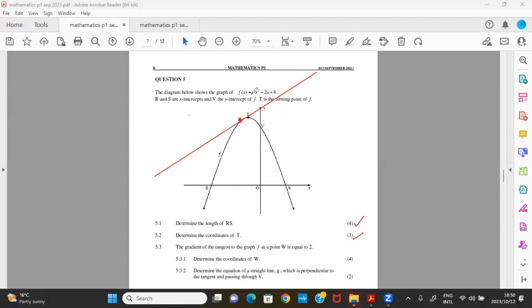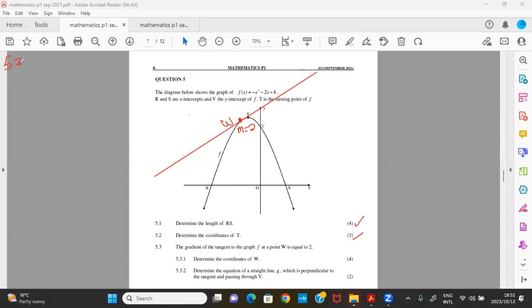But then what is 2? That's my gradient. My gradient at point W is 2. So m is equal to 2, that's my gradient. And then what are they saying? 5.3.1, determine the coordinates of W.